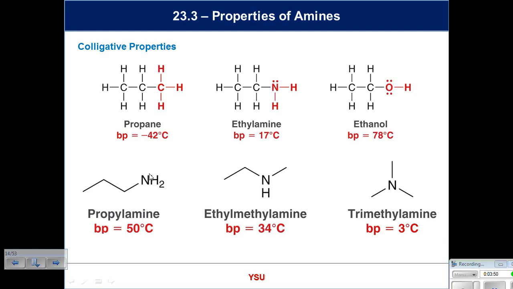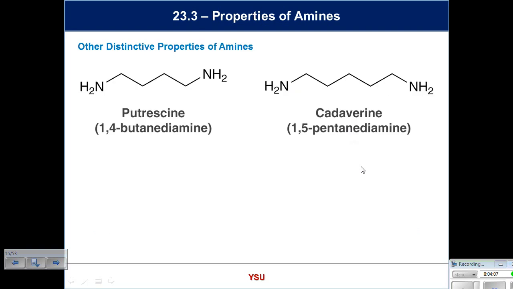So on the left, you've got 50 degrees C for propylamine, two hydrogens, lone pair. You can certainly do hydrogen bonding there. Likewise here, but not as much for ethylmethylamine. And then trimethylamine down here, no hydrogens, no hydrogen bonding. So the boiling point goes way down. Simple things that I think you've taken on board, and I hope we can see that on the final.